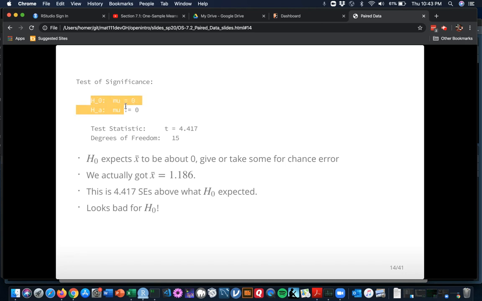And when you come to the test of significance with the null and the alternative laid out for you, you get another way of looking at it. The test statistic is that t-statistic we've been talking about. It's the same thing. And so what we learn here is that the sample mean of differences, that 1.186, was really like 4.4 standard errors above the value of 0 that the null is expecting it to be around. So this is very unusual. It looks, again, really bad for the null hypothesis.